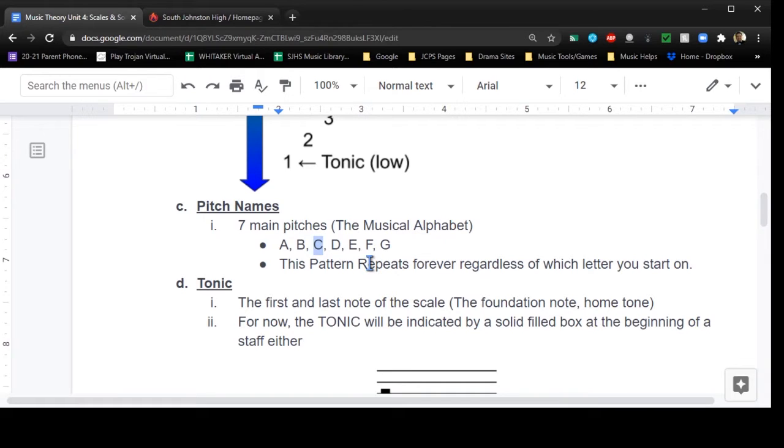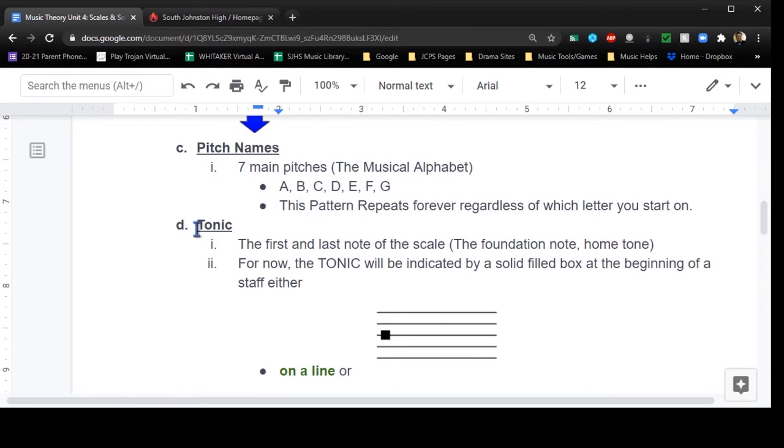I can start on the pitch of E and go from there as well: E, F, G, A, B, C, D, E, and just go on up the scale. That's the key of E, because the scale starts on the note E. It keeps the same pattern all the way through, no matter which note you start on. It repeats forever and ever. This is our alphabet of notes.